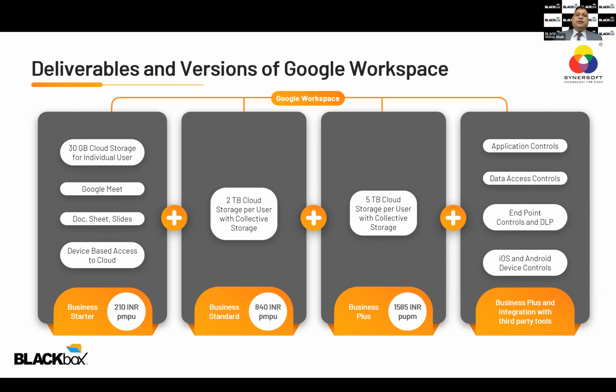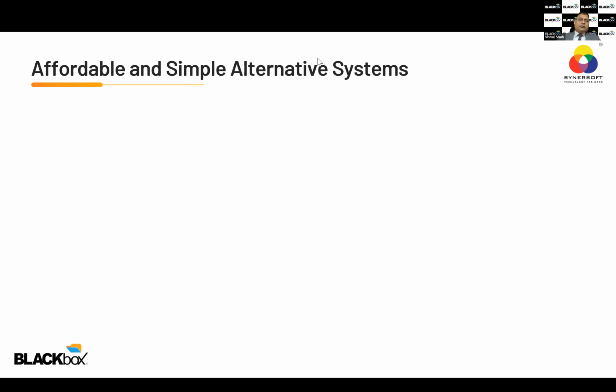Now we go back to our next part, which is the agenda of the webinar, where we want to find out what the affordable and simple solutions are. Okay, affordable and simple alternative systems. So now how we will approach it, we will go in two parts. One, I will explain the concept of these alternative systems.